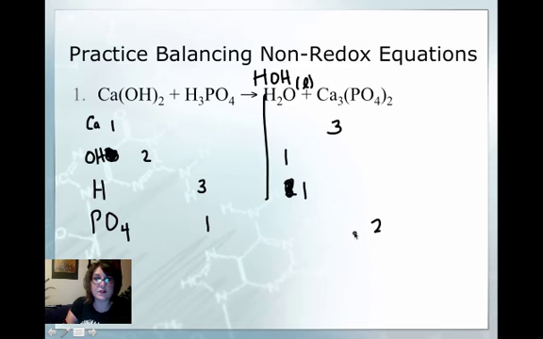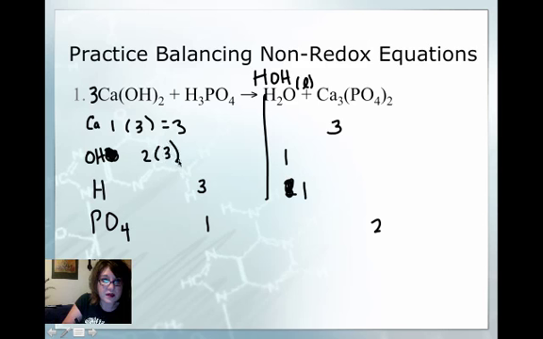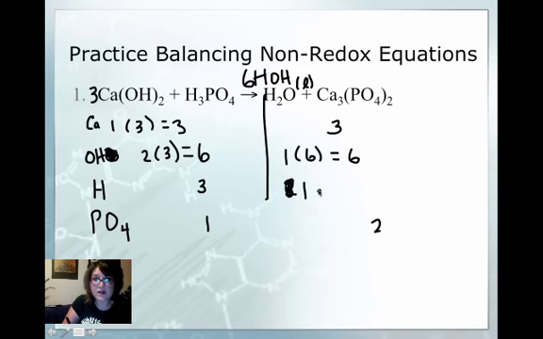So what should we fix first? I vote for calcium. Let's do this. I need to have 3. So multiply this side by 3. That was for the calcium, but that also affected my hydroxide. So now I have 6 of those. So I've got to come across to this other side and balance hydroxides. I want to get 6, so I need to multiply 1 by 6. And when I changed hydroxide, that affected the hydrogen in my water. So that got multiplied by 6.